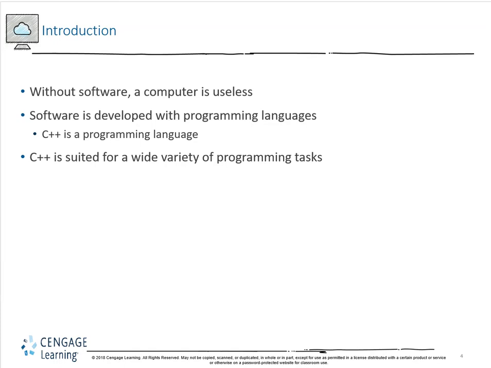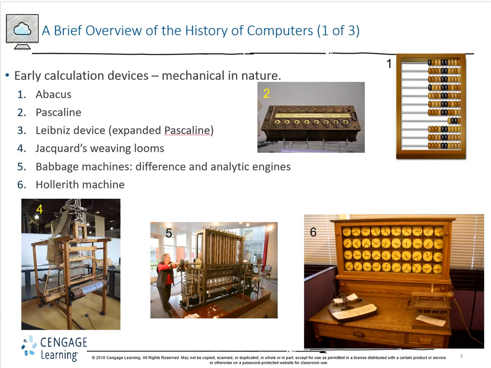Software is developed with a programming language, and there are many different types of programming languages. All of them have their strengths and weaknesses. In this class, we will learn C++, which is a programming language that is useful for a lot of different programming tasks. First, a brief history of computers.